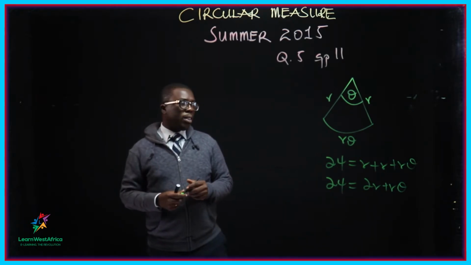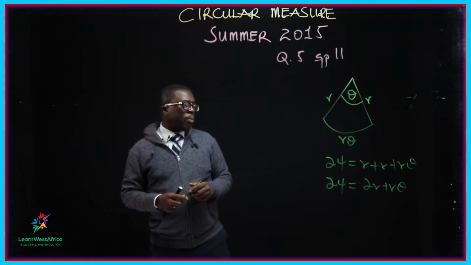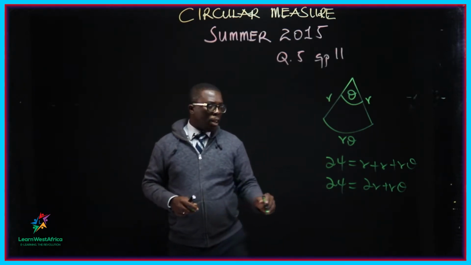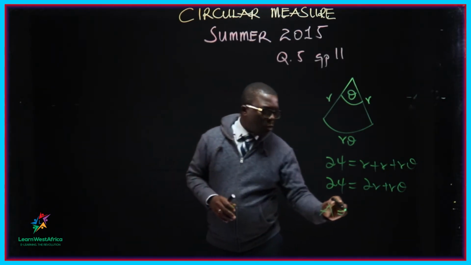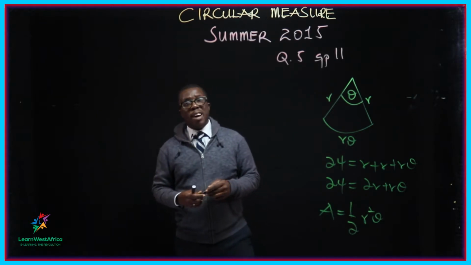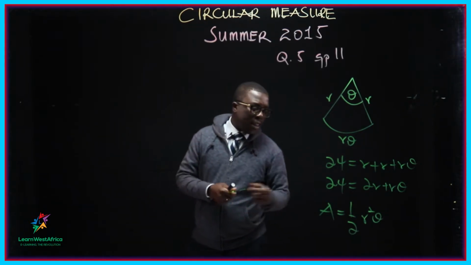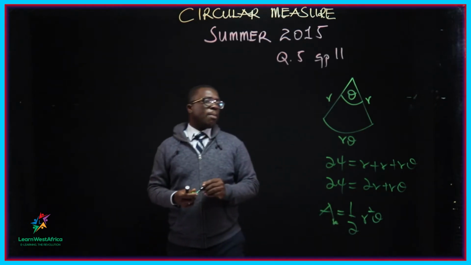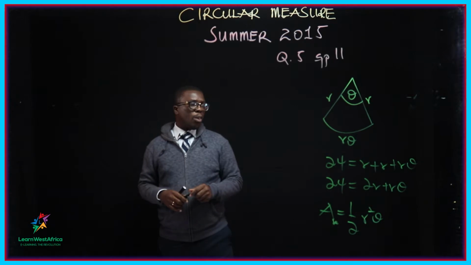What is the area of the sector? Okay, so for the area of a sector, in radian measure, it is always given by half r squared theta. That is the area of a sector. So what can we deduce out of this?